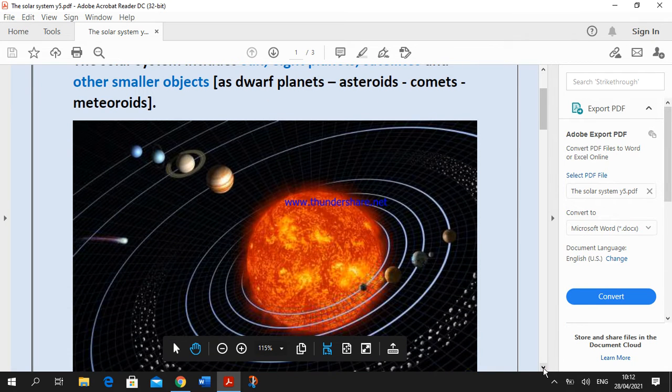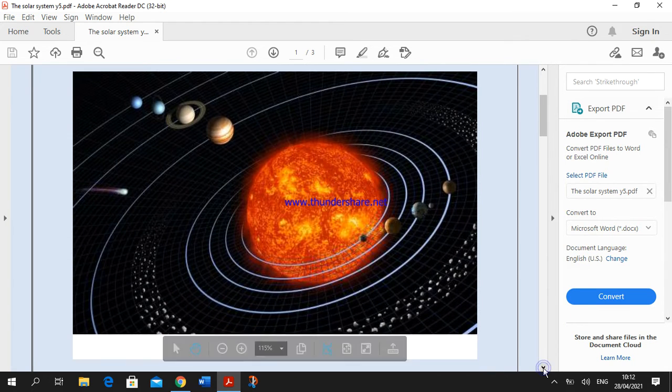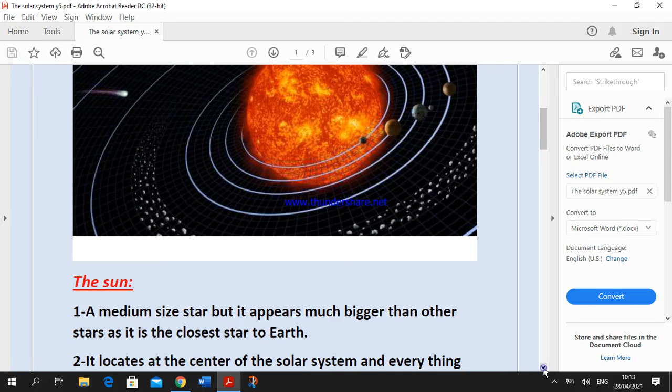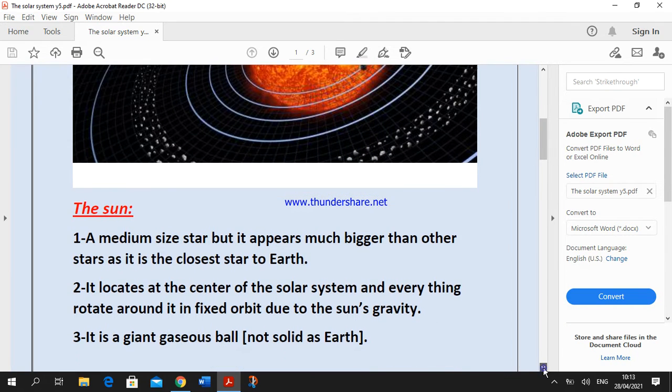This figure represents the solar system. Again, the solar system includes the Sun, 8 planets: Mercury, Venus, Earth, Mars, Jupiter, Saturn, Uranus, Neptune, and satellites and other smaller objects like dwarf planets, asteroids, meteorites, and so on.